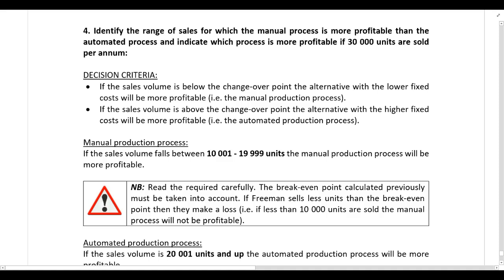Then in part 4 of the required, you need to identify the range of sales for which the manual process is more profitable than the automated process. And so be careful, there's 2 parts to the required over here. You also need to indicate which process is more profitable if 30,000 units are sold per annum.